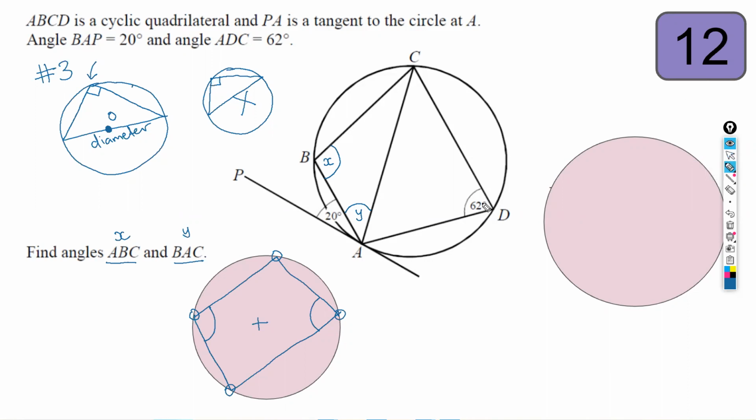Right, so if here is 62, over here has to be how much? 118. Because if you add 62 and 118, you are going to get how much? 180 degrees. Now here, finding Y should be pretty easy. Well, not too easy. I won't give it away just yet.